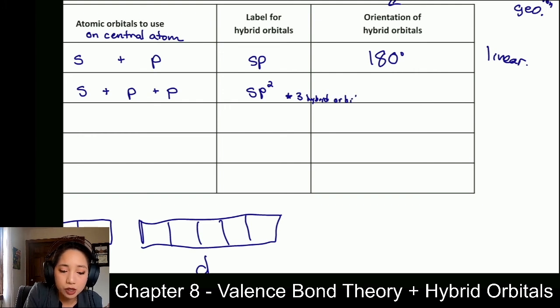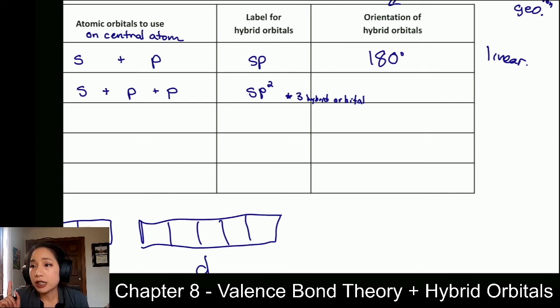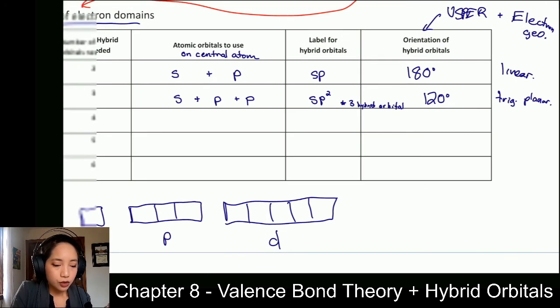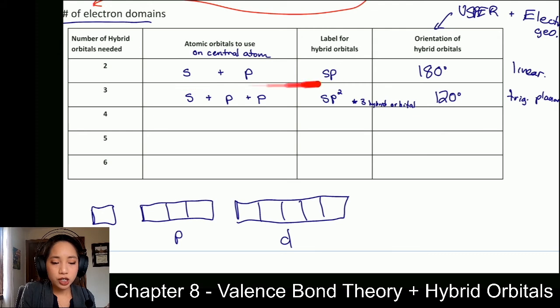But oftentimes you'll see in pictures, they're all superimposed on one another. So the orientation or shape of an electron domain of 3 is trigonal planar. So the orientation of those hybrid orbitals are 120 degrees from one another. That's our trigonal planar shape. Trigonal planar.